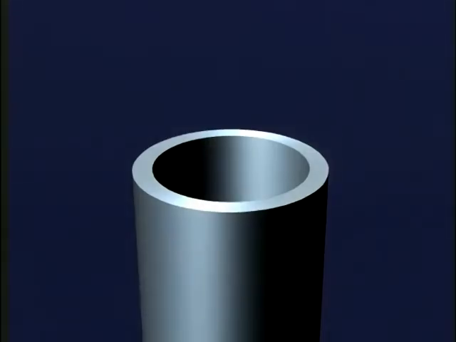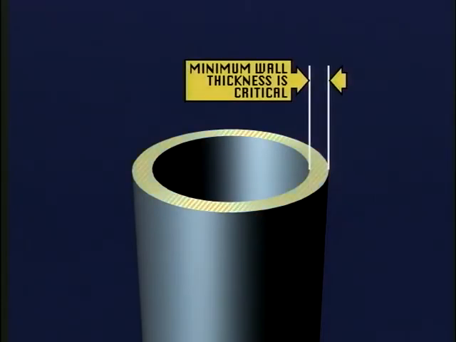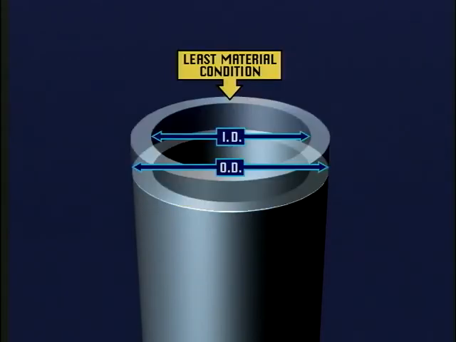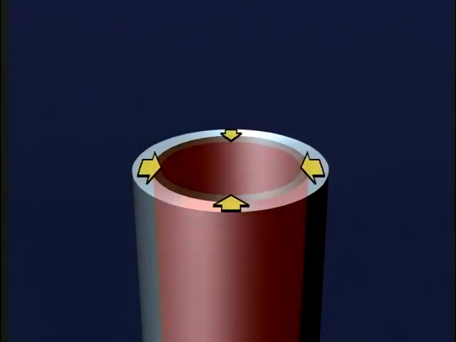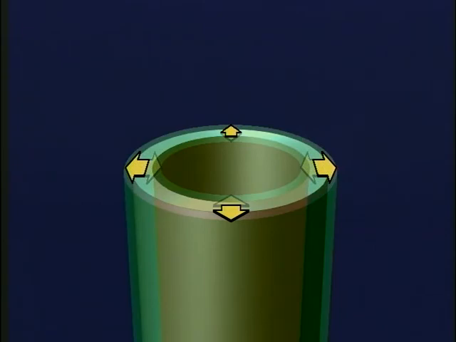An example of the application of least material condition is a tube where a minimum wall thickness must be preserved. In this case, the least material condition of both the ID and the OD are critical. As either of these features moves away from least material condition toward maximum material condition, an increase in the location tolerance may be allowed. It would be allowed because the increase in material would preserve the wall thickness. Least material condition is shown in the feature control frame by a capital L in a circle.